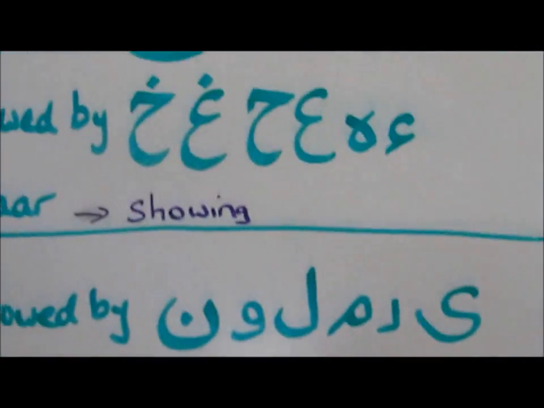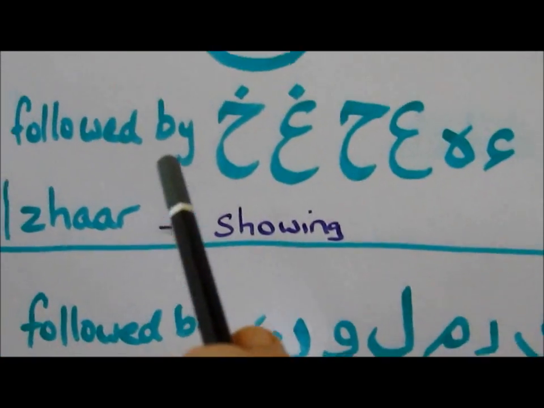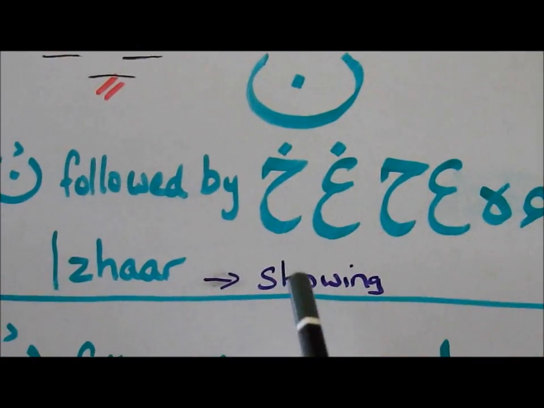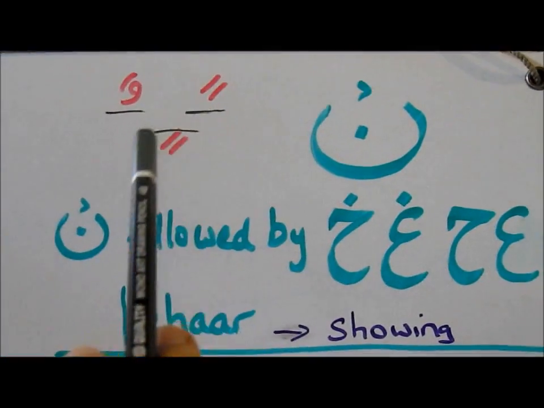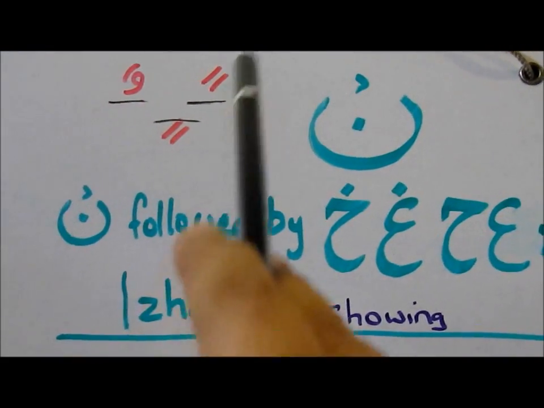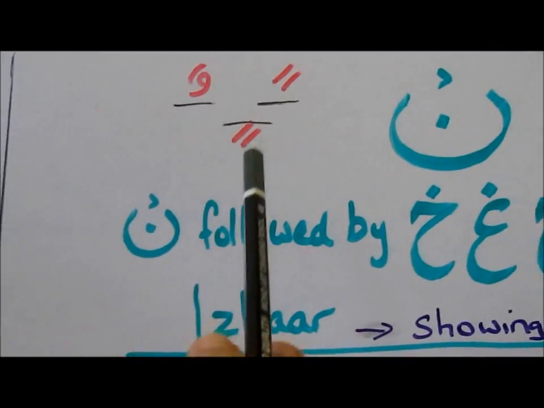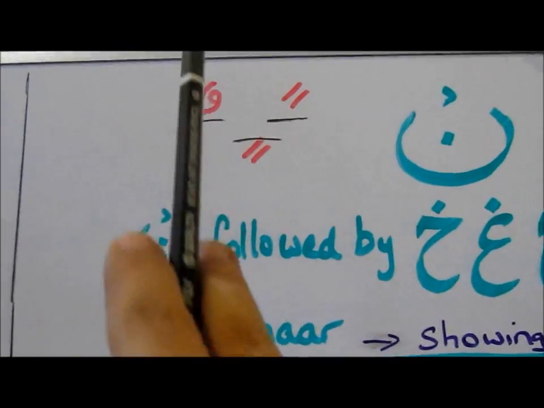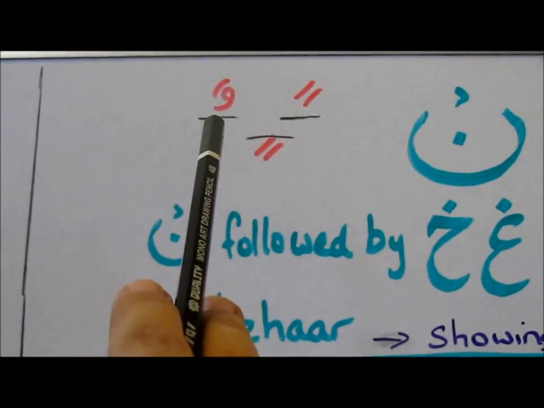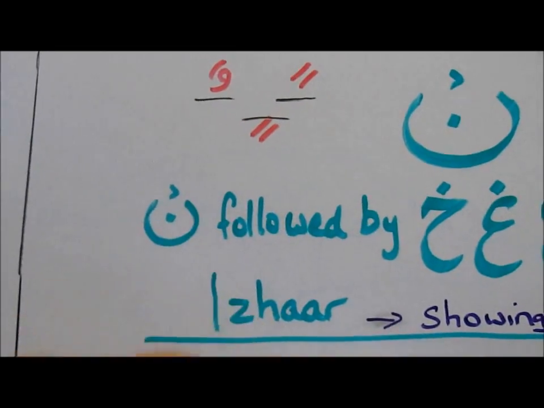That is what the Izhaar rule is, which is whenever a Noon Sakin is followed by a Hamza, Ha, Ain, Ha, Ghain, Kha, then what's going to happen is you're going to show the sound of the Noon Sakin. And the same thing would apply with the Tanween, because of course the Tanween has the Noon Sakin in it. The Fatha and the Noon Sakin is what makes up the Fathatain, the Kasra and the Noon Sakin is what makes up the Kasratain, and the Dhamma and the Noon Sakin is what makes up the Dhammatain. That's how it goes. Okay, so here we go.